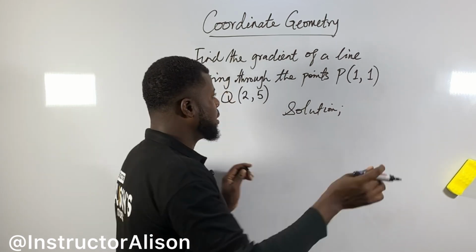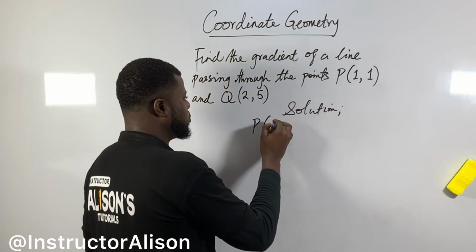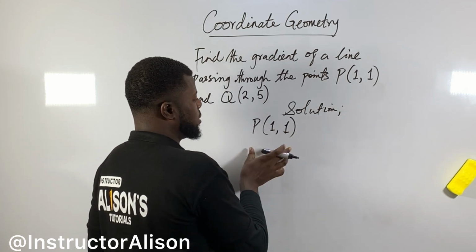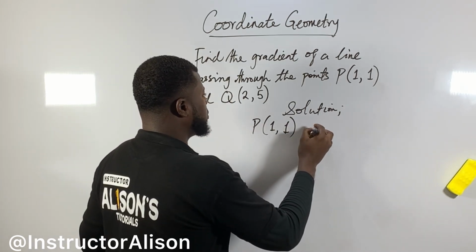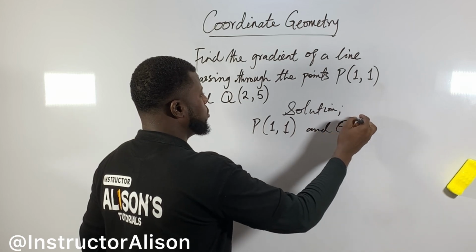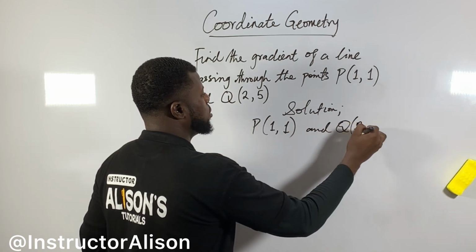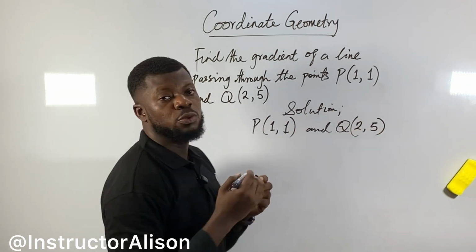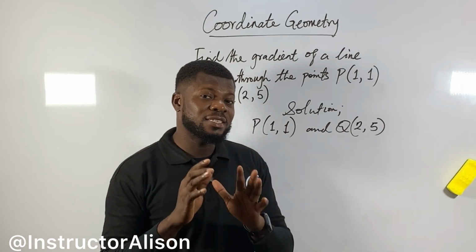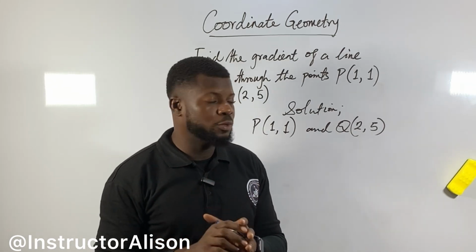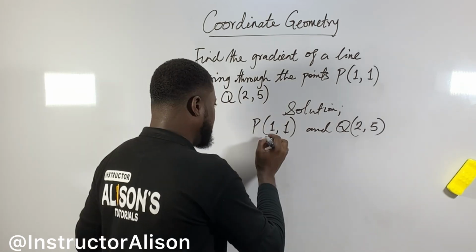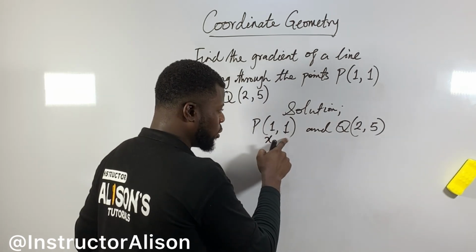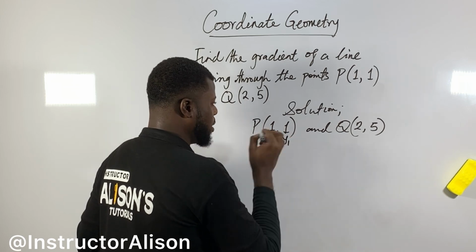Very important. Bring out the first point. The first point they gave us is (1, 1). The second coordinate we get is (2, 5). Now see what you will do, we will make things very, very simple for you. The first one we see here, put it as your x1. This second one, make it your y1.